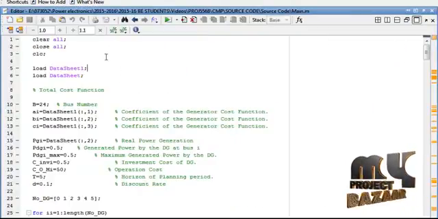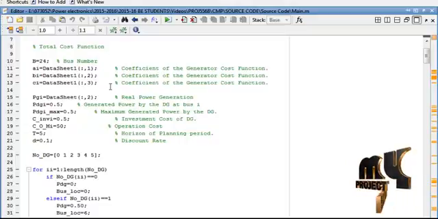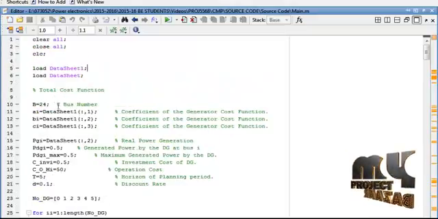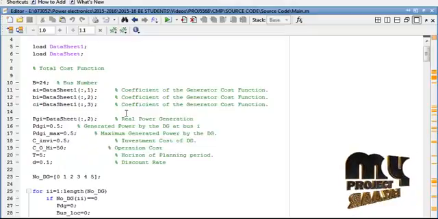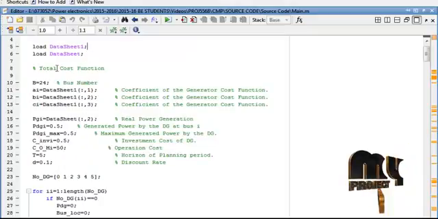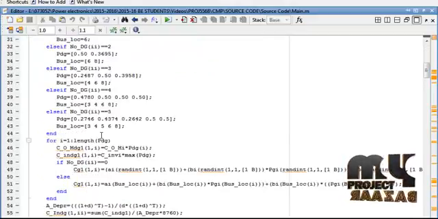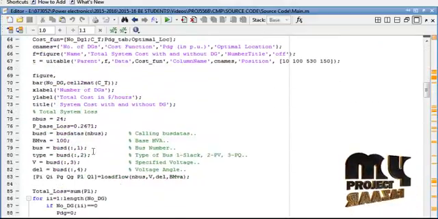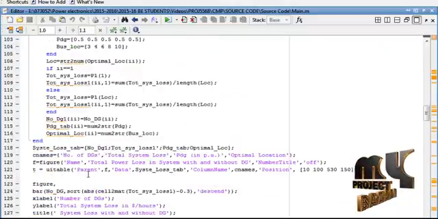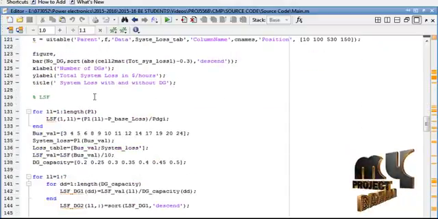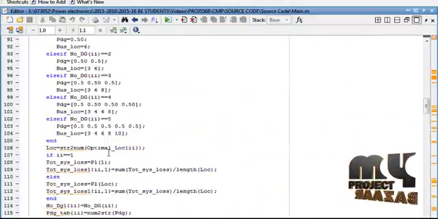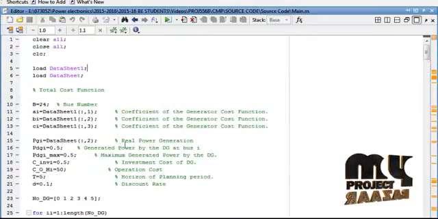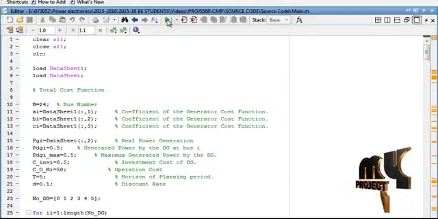This is the coding for the RTS bus system for DG placement. So now we initialize the data sets and the PGs, voltage, and DG generator cost. Here we have the coefficients of the generator cost functions. This is the total cost function, and then this is the total system loss, the power loss, and then this is the LSF. So they give the input for the data sets. Now we can run the procedure.